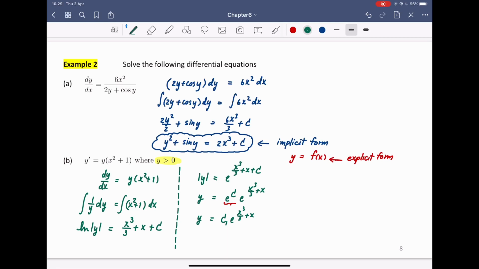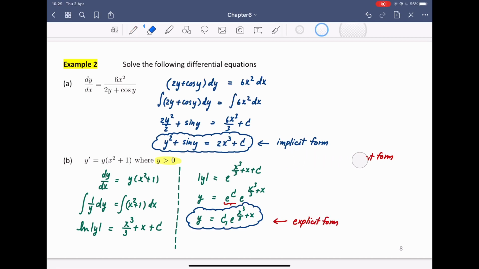Because e to the c is just a constant, I can rename it as c1, and that's all. That is my answer for this question. So a general solution for this differential equation is y equal to c1 times e to the x cubed over 3 plus x. This question we can actually solve for y in terms of x. This is called explicit form. If you can solve for an explicit form, you should.